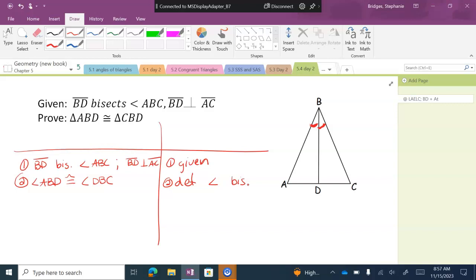Right angles. So let's tell what angles are right angles if BD is perpendicular to AC. How would I call this one that I'm marking with the box? What's its name? A what? And what other angle is going to be a right angle? How would I name the other side? CDB?